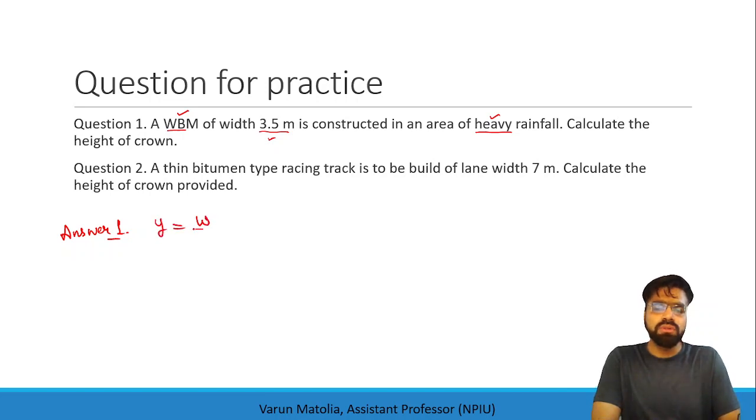Y equals w by 2n. You know w is 3.5 meter. What is the value of n? If it is heavy rainfall, the camber is provided as 3%, but you want the n value. N value is 3%. 3 divided by 100, it can be written as 1 in 33. So you can write 33 and calculate the value. Similarly, question 2.